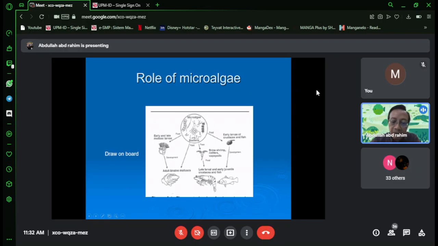So what about for shrimp? Here, shrimp. For shrimp, the food here, your microalgae, is given to your copepods, rotifer, or your brine shrimp. What is brine shrimp? Brine shrimp is Artemia. So you give your microalgae as food to your zooplankton, and then your zooplankton will then be fed to your shrimp.